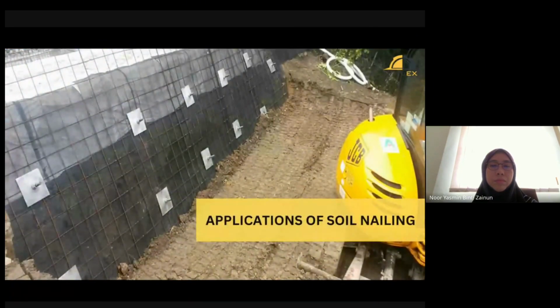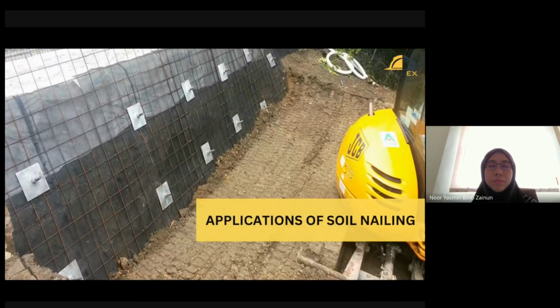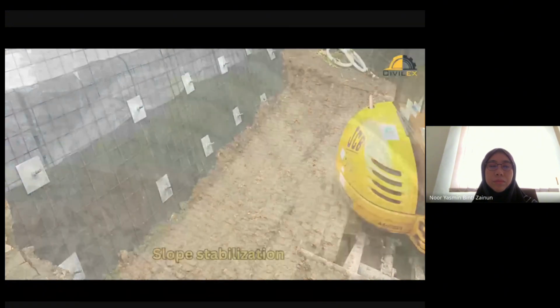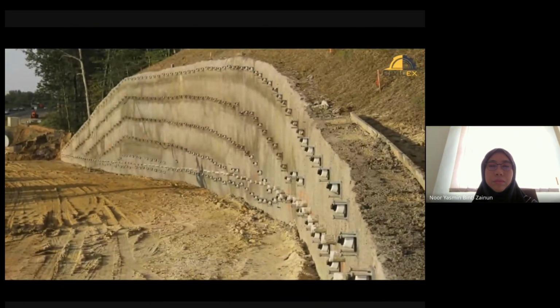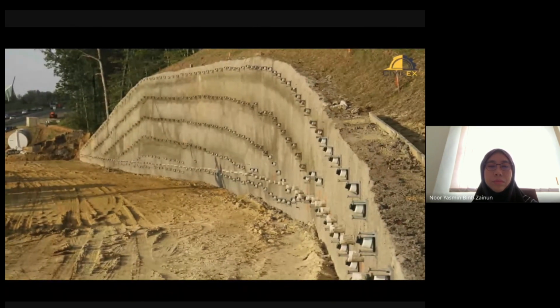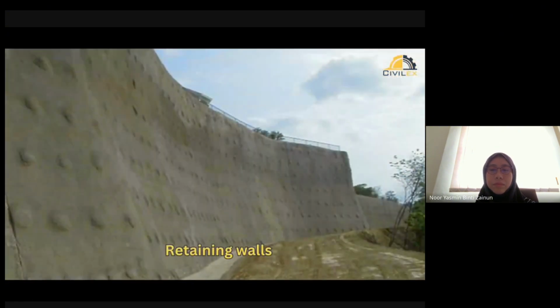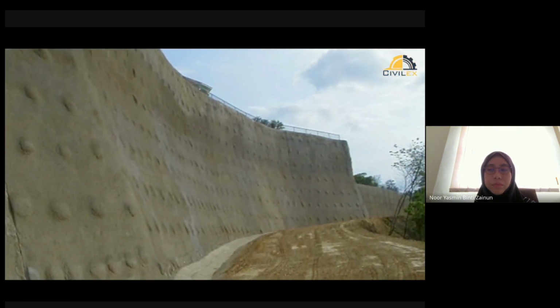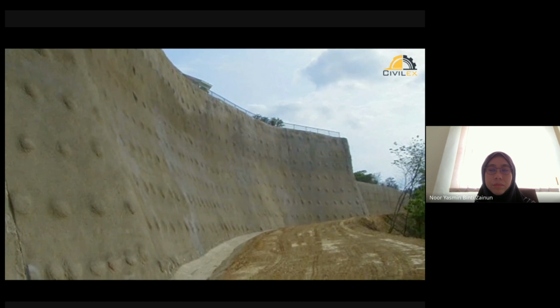You might be wondering where soil nailing is commonly used. Well, here are a few applications. Slope stabilization: soil nailing is an effective technique for stabilizing slopes prone to erosion, landslides, or slope failures. Retaining walls: it's often employed to reinforce and stabilize retaining walls, preventing backward movement or collapse.